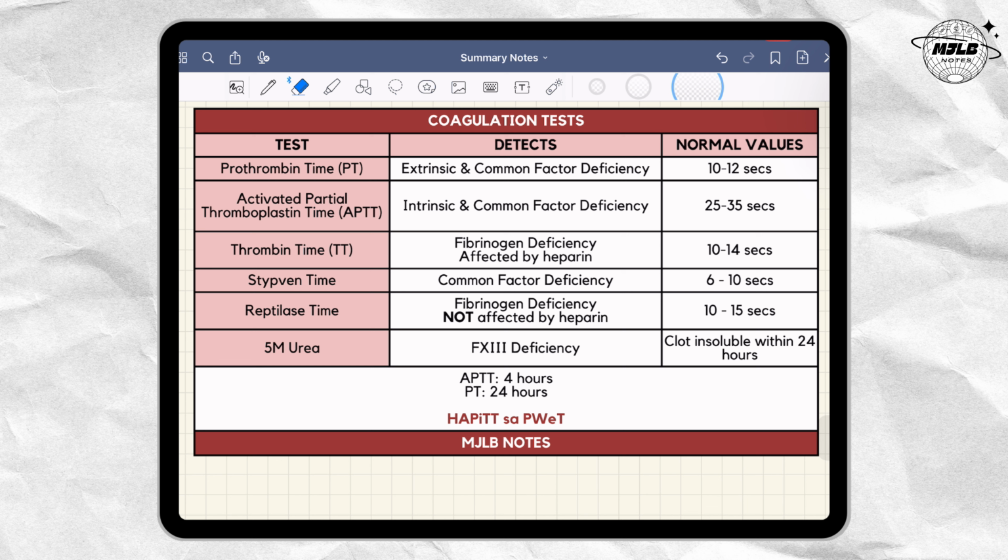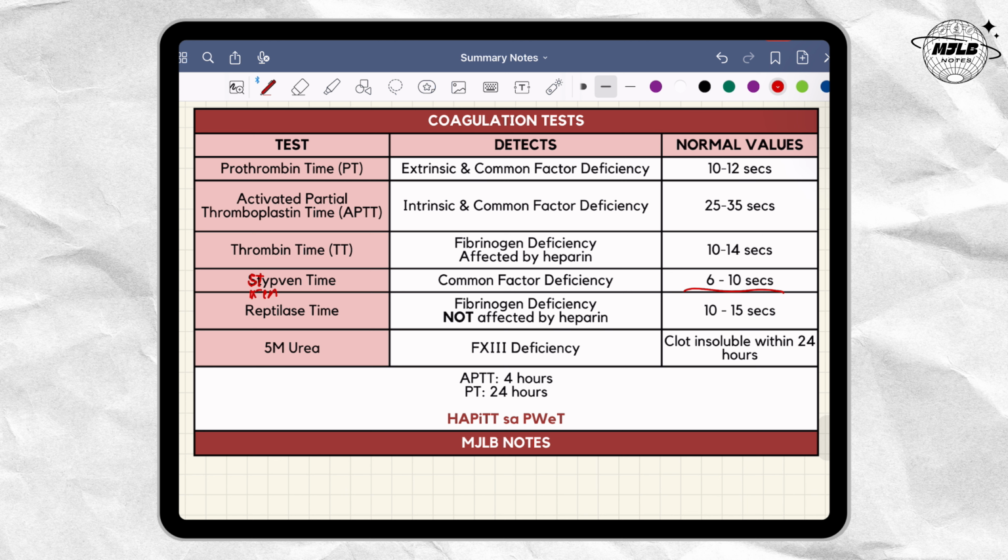Next is your Stypven time. This one is for your common factor deficiency, and how you can memorize the normal values is that ST. So that will be S for 6, and then T for 10. So 6 to 10 seconds.